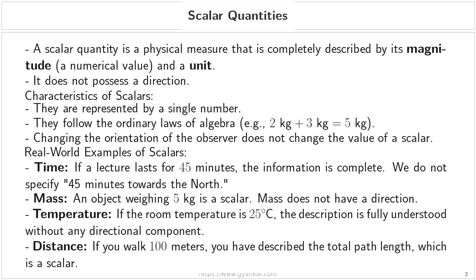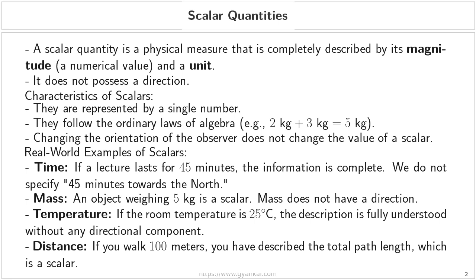Then there is temperature. If I say the room temperature is 25 degrees Celsius, you understand the state of the room perfectly without needing any directional component. Lastly, let's look at distance. If you walk 100 meters, you have described the total path length you traveled. While we will soon learn about a more complex version of this called displacement, the distance itself is a scalar because it only focuses on the total ground covered, not the direction.